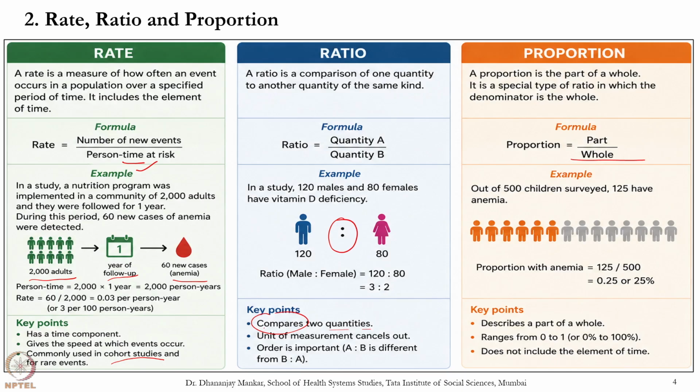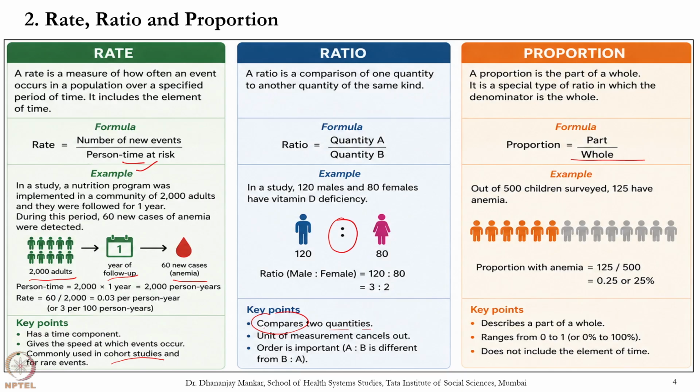Okay, so the proportion will be 125 divided by 500. So the proportion will be 0.25 or 25%. So out of the 500, 25% of the children had anemia. So it is seen as a proportion, where you can state what has happened.